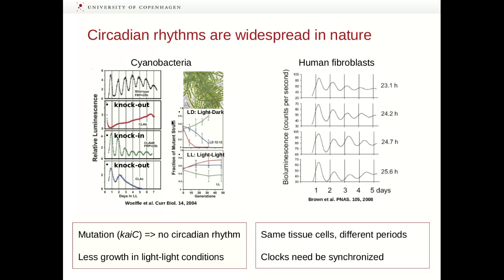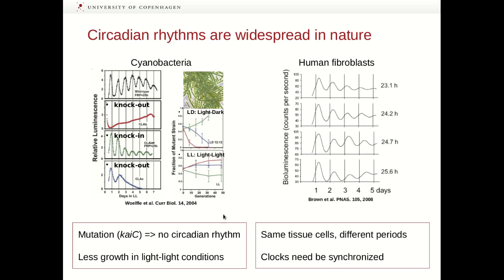Now, if you grow these three different constructs under different light regimes, here under a 12-hour light, 12-hour dark regime, and here in a 24-hour light, so light always regime, you can see that there are marked differences in the survival of these three strains of cyanobacteria. Under light-dark conditions, you can see that the knock-in survives much better compared to the knockouts, whereas in light-light conditions, you can see that the knockouts actually survive better compared to the knock-in strain.